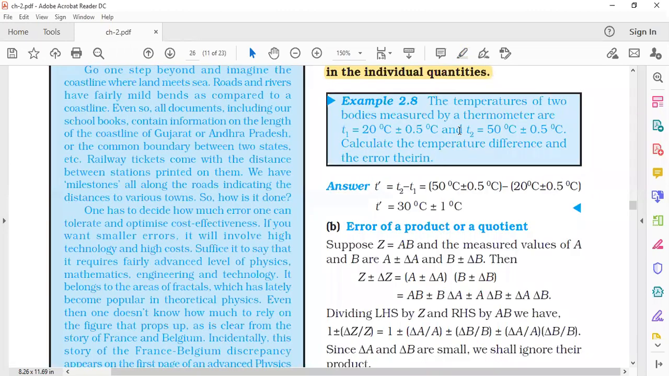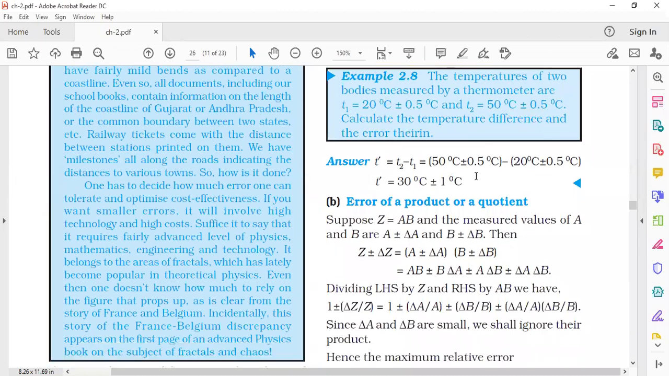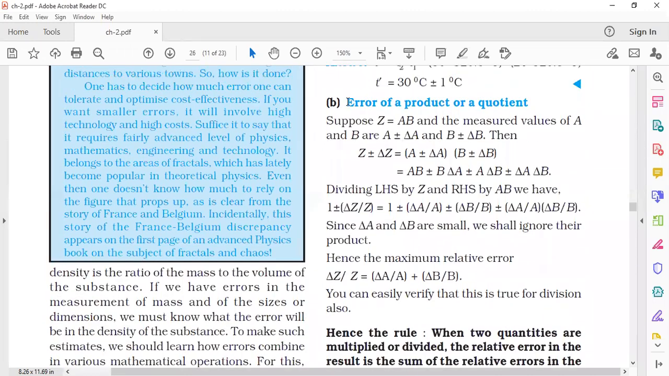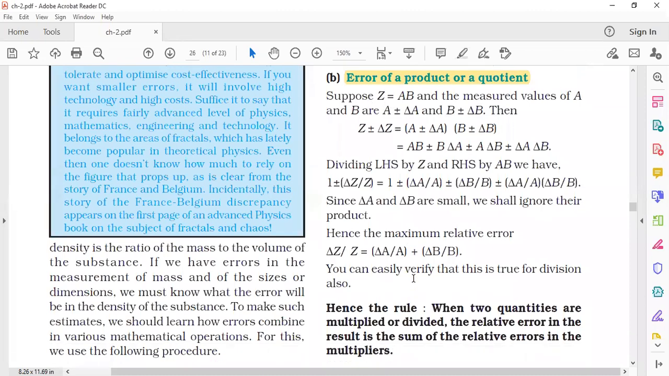In the previous session, we completed the numerical example of the temperatures of two bodies, which are defined as T1 equals 20 plus or minus 5 degrees, T2 equals 50 plus or minus 5 degrees. And I hope I have supported you. In this session, we'll learn about the error of a product or a quotient. When I say product, it means a multiplication; quotient means a ratio of two physical quantities.